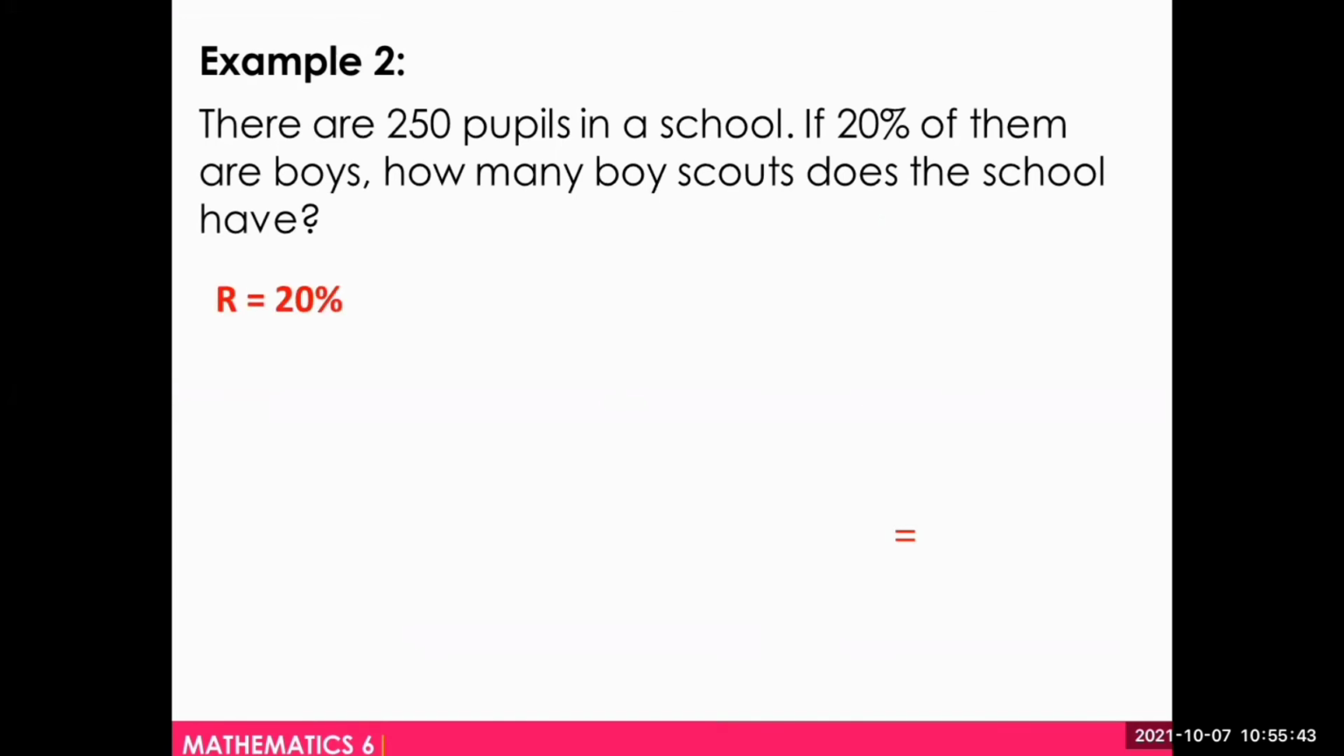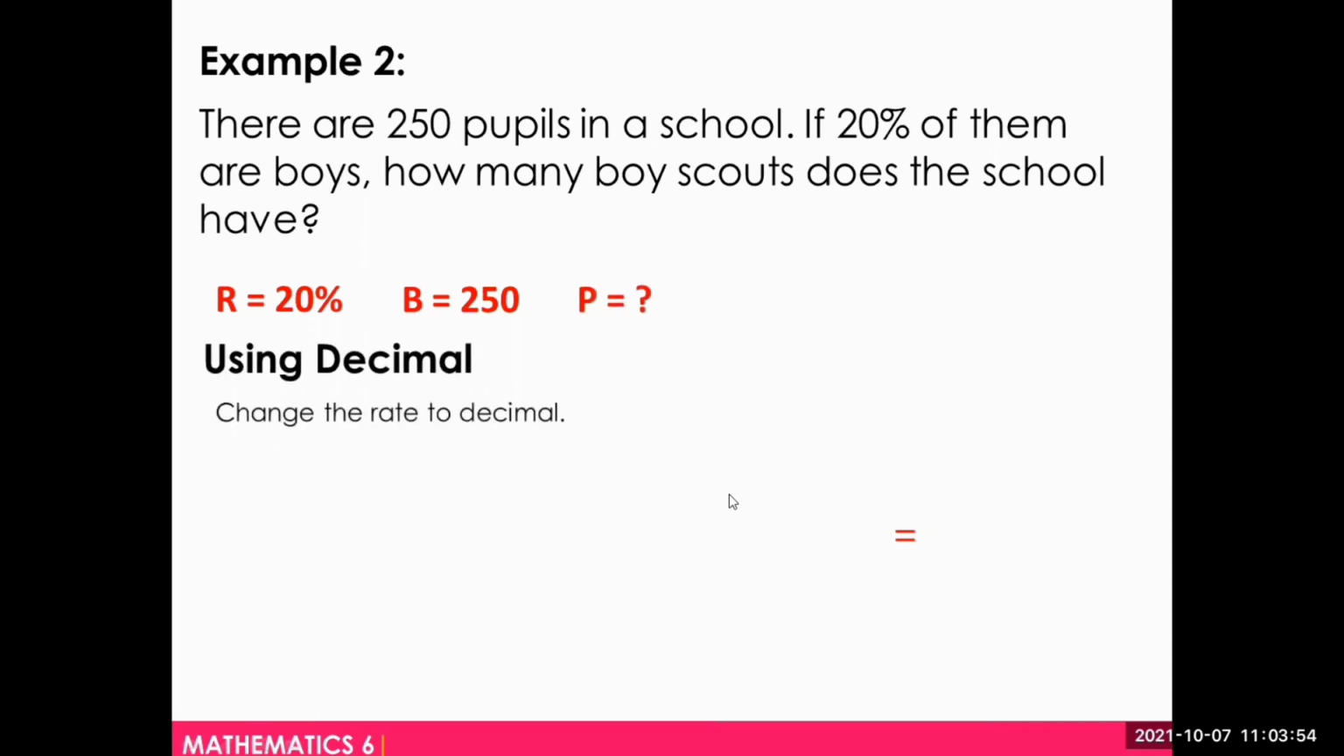Tingnan nga natin, ang rate natin ay 20%. Laging tandaan, rate may percent sign. Ang base natin ay 250 dahil yun ang pupils na nasa paaralan. So hanapin natin ang percentage gamit ang decimal.